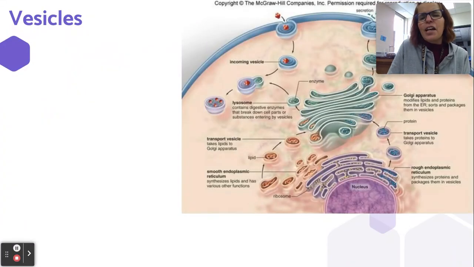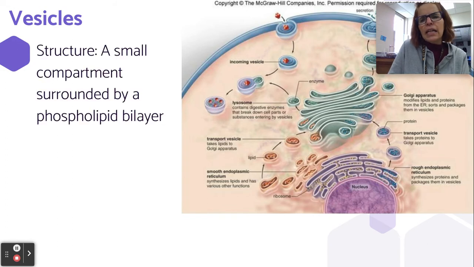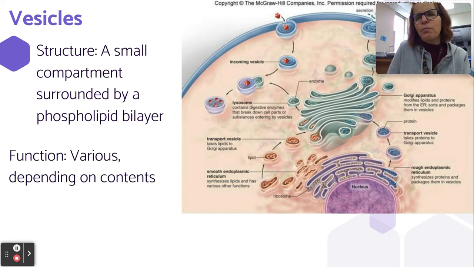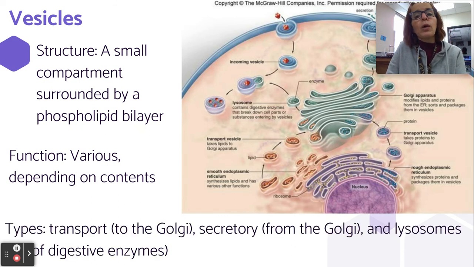Okay, vesicles. There are three main types of vesicles that we're going to talk about. They are a small compartment surrounded by a phospholipid bilayer. Really, all these things are surrounded by phospholipids. So they have various functions depending on what's inside of them. They're like little storage molecules. So they're transport molecules or transport vesicles.